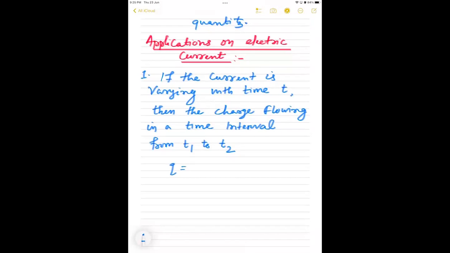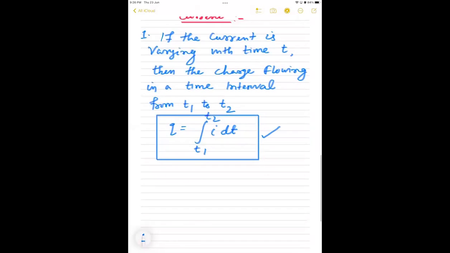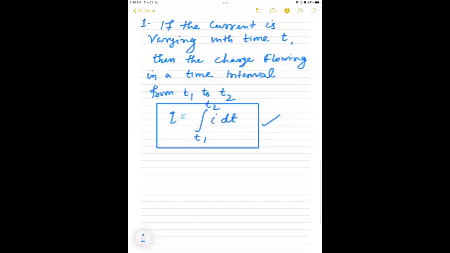Q is equal to I into T, students. Then Q is equal to the integral of I dt, for a small amount of current dt, with limits T1 to T2. We'll take an example to understand that. Let's take one example so that you can understand better.